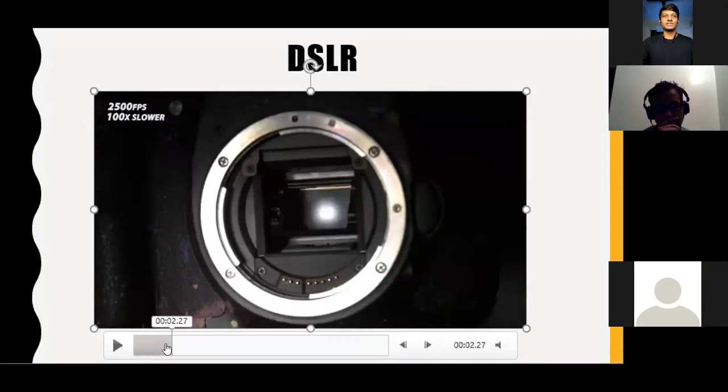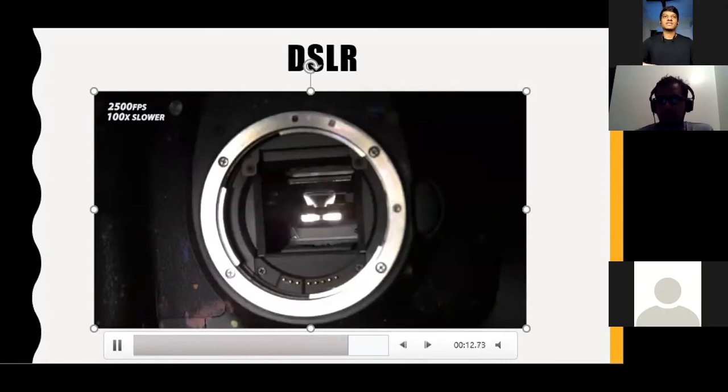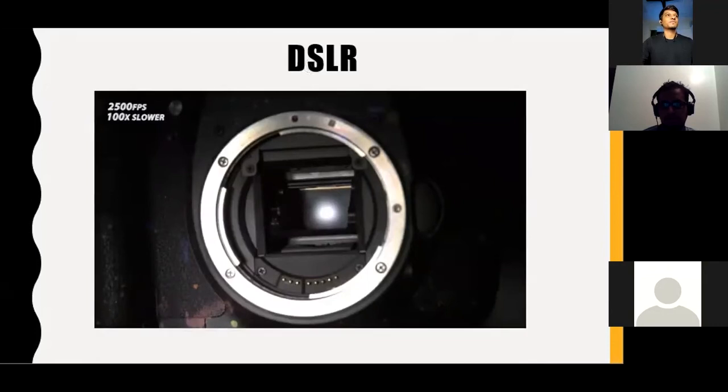I want you to watch this once again. This is a slow motion. These things happen at such a high speed that we may not be able to see this with the naked human eye. As you can see, the mirror flips up and down, and that is how it's able to take a picture. And this is the working of a DSLR, essentially.